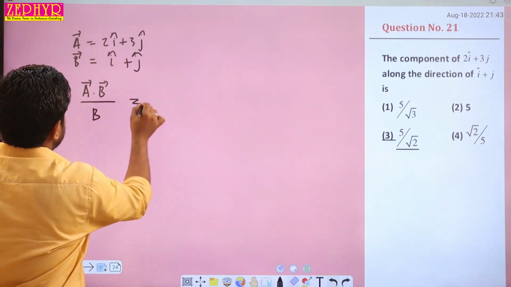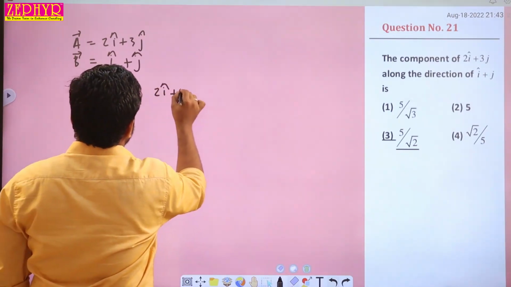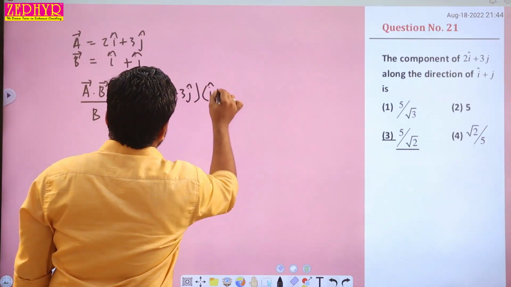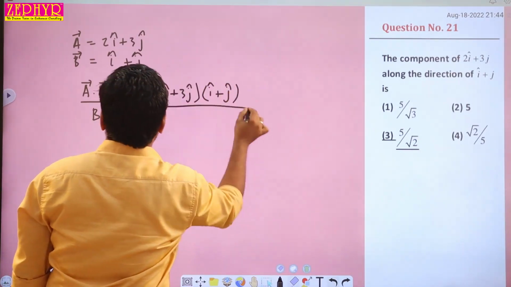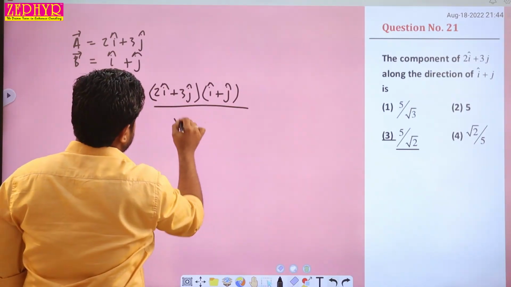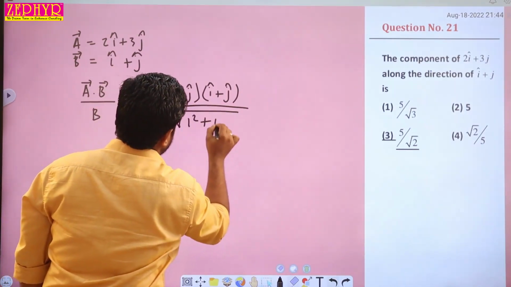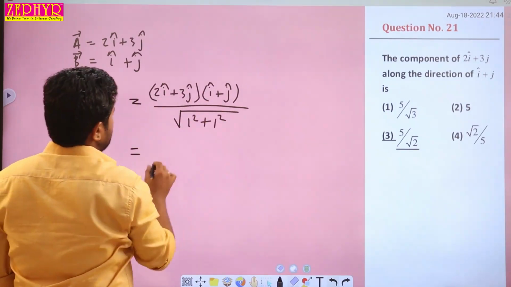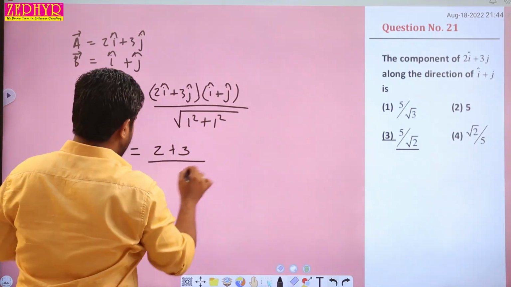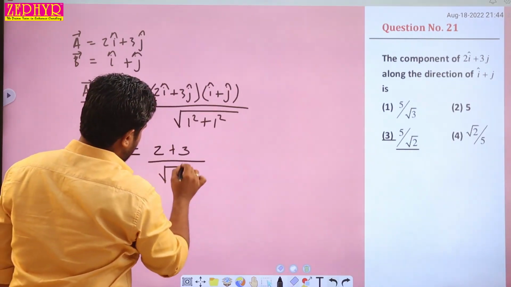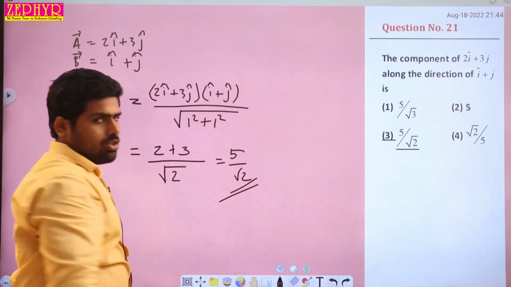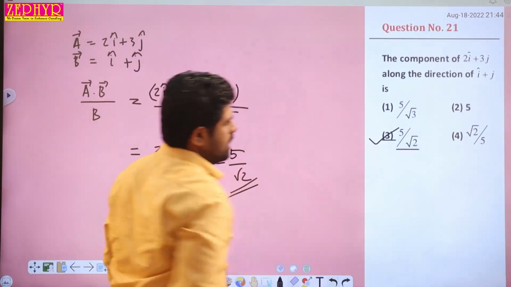Okay. So here it is equal to 2 i cap plus 3 j cap all into i cap plus j cap all divided by the magnitude of B vector, that is root of 1 square plus 1 square. Okay. So here 2 into 1, that is equal to 2, plus 3 into 1, that is equal to 3, all divided by root of 2. Okay, that means 5 divided by root 2, that is the correct option. Okay, so option 3 is the right one.